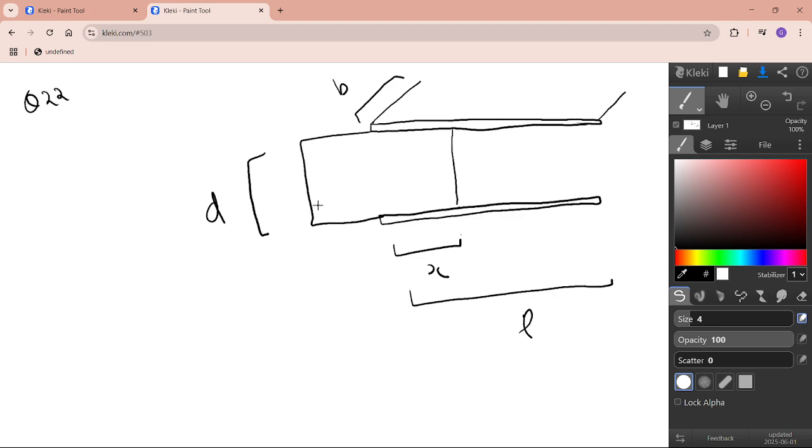Right. It's 3D. Let's go 3D actually. That this is also b.